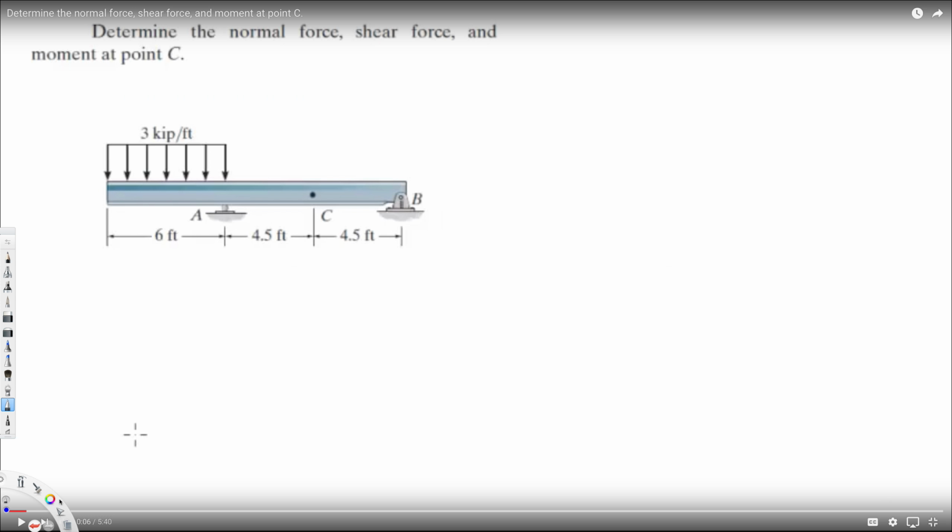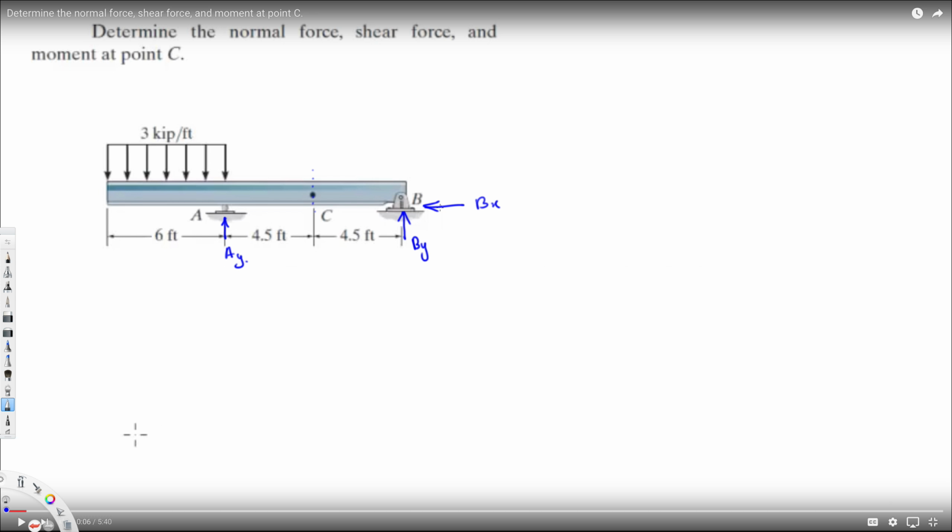We have this question right here. It's asking to determine the normal force, shear force, and the moment at point C. So first of all, before I begin, let's mention the forces here. Since this one has two possible forces, let's say this is By and this is Bx, and this one is going to have only one possible force, a vertical force, so it's going to be Ay. The question is asking for normal force, shear force, and the moment at C. So this is what we're going to find.